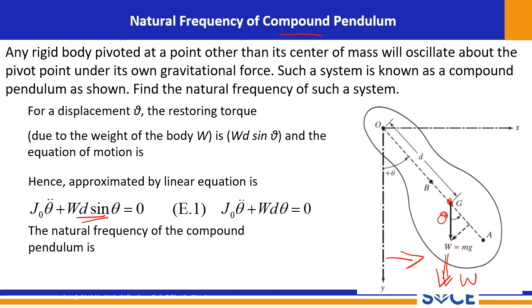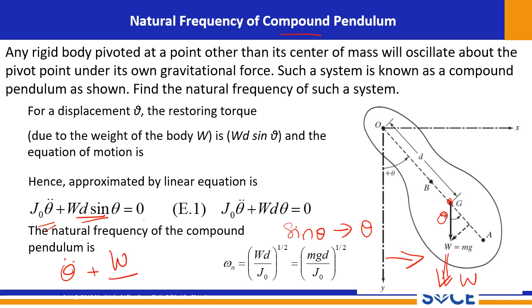Applying Newton's principle, we can write the equation J naught theta double dot, which is opposed by the restoring torque W d sine theta, equal to 0. For small angular displacements, sine theta can be approximated to theta. This simplifies the equation. We can then solve for the natural frequency, which is denoted as omega n. So as usual, we can see that theta double dot plus W d by J naught theta equals 0. So this term represents omega n squared.